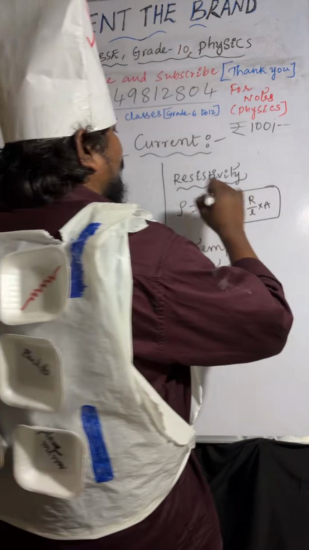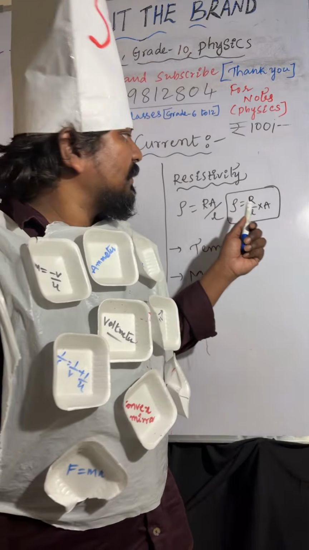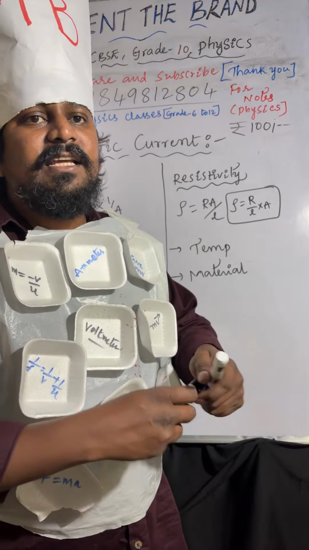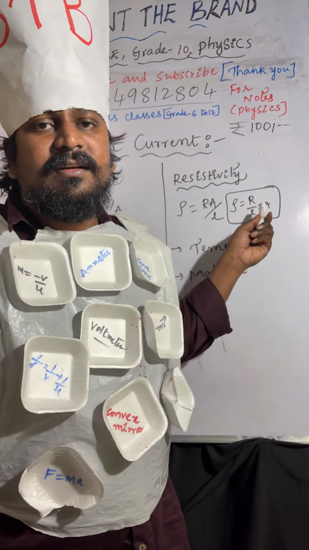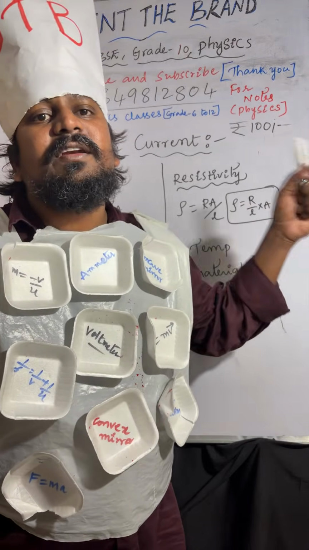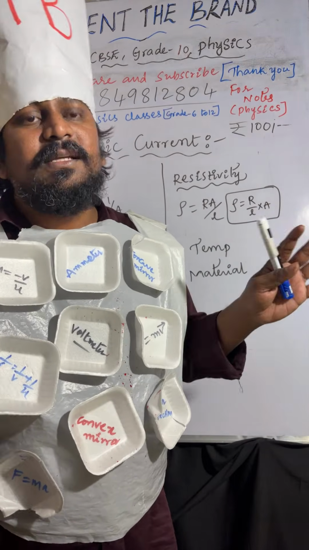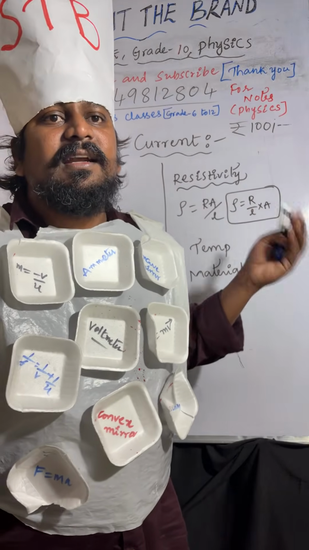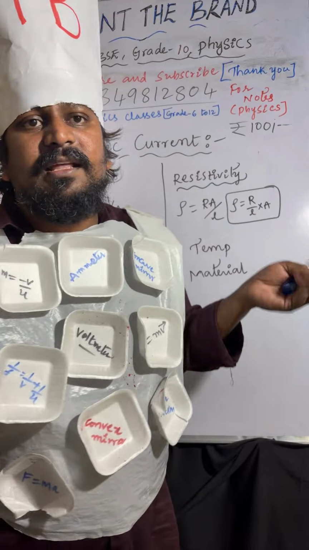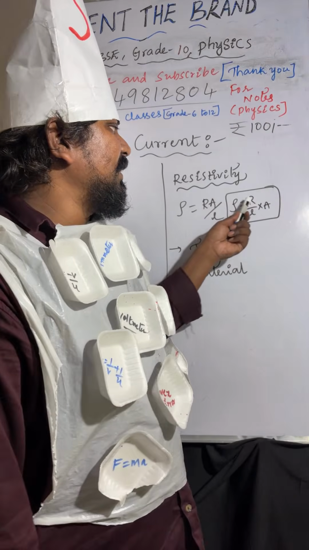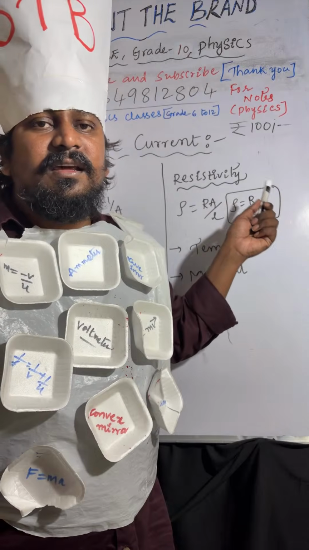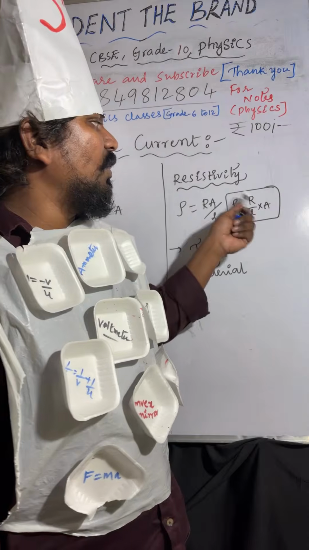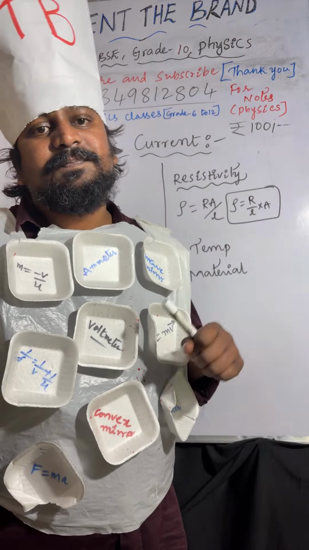R by L into A. So that is nothing but resistivity is equal to resistance of the conductor per unit length and unit cross sectional area. Very simple. By observing the formula, we can tell the definition. Resistivity is equal to resistance of the conductor per unit length and unit cross sectional area. That's enough. Rho equal to R by A into A.